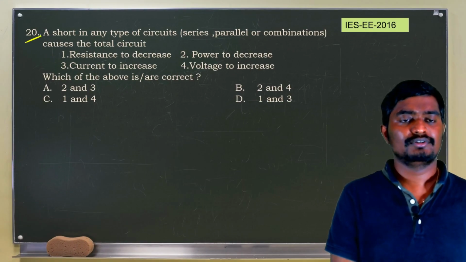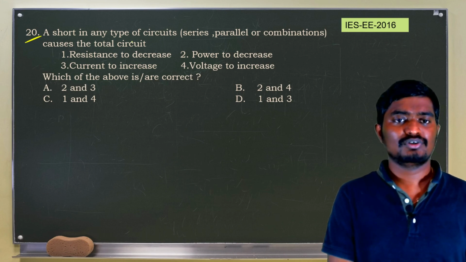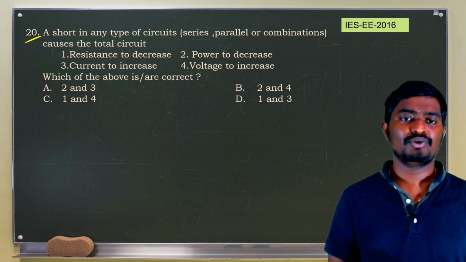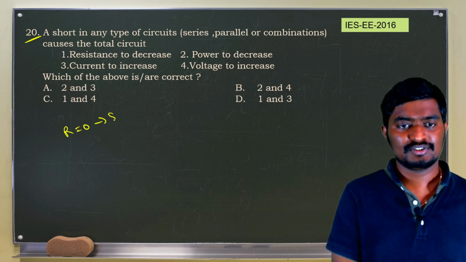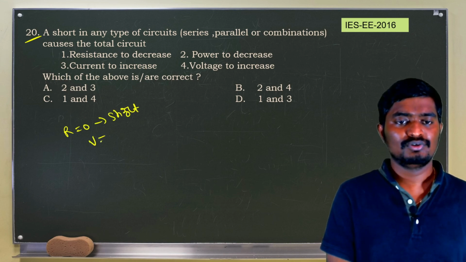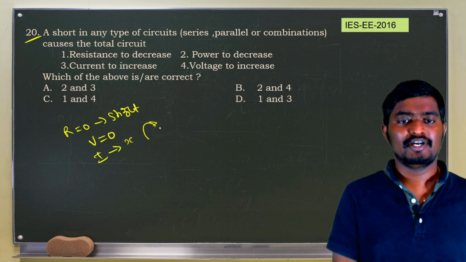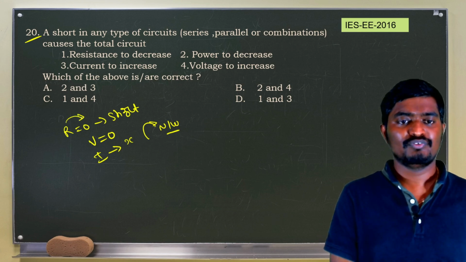Question number 20. A short in any type of circuits, series, parallel or combination, causes the total circuit. We already discussed the ranges of a resistance. R equal to 0 is a short circuit and R equal to infinity is an open circuit. When R equal to 0, it is called a short circuit. For a short circuit, voltage equal to 0 and current may be any value. It depends upon the network. Its value depends upon the existing network. So when you look into the options, resistance is approaching 0 for a short circuit. So statement number 1 is correct.